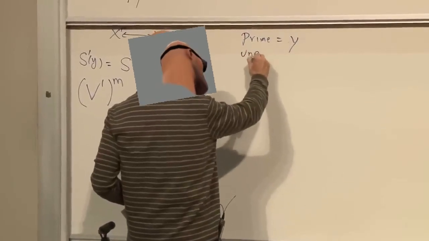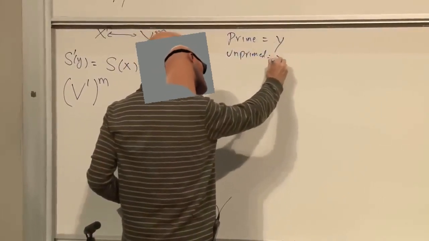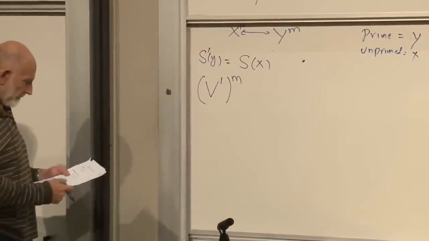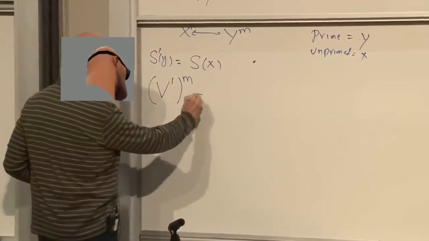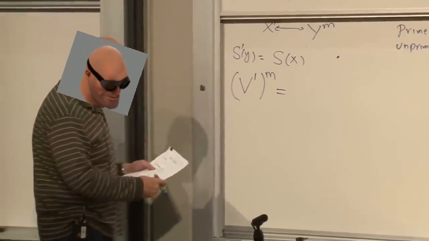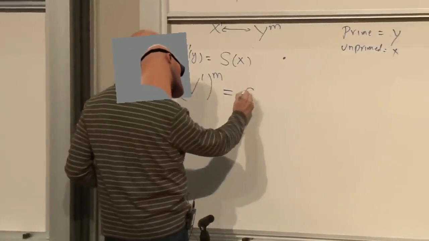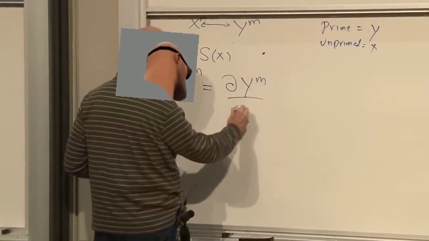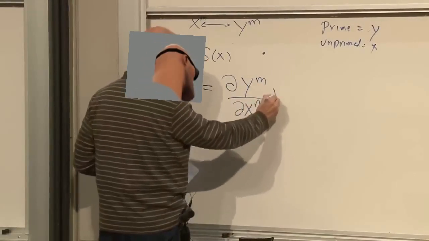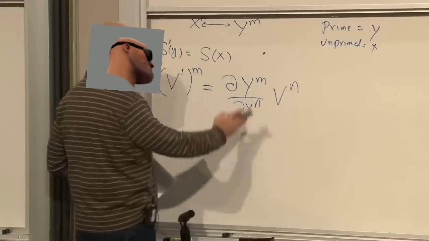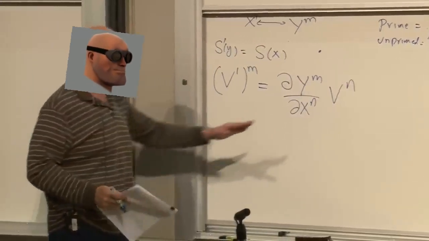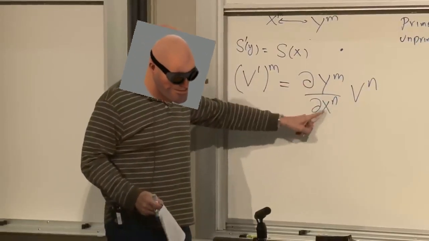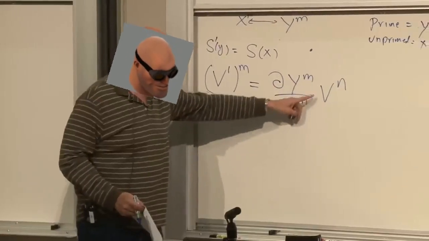Unprimed means x. All right, v in the primed coordinates, where I'm basically reviewing what we said last time, is given in terms of the unprimed coordinates by dym by dxn vn. This is the object in the unprimed coordinates, in other words, the x-coordinates, and it's gotten by multiplying by dy by dx times v.